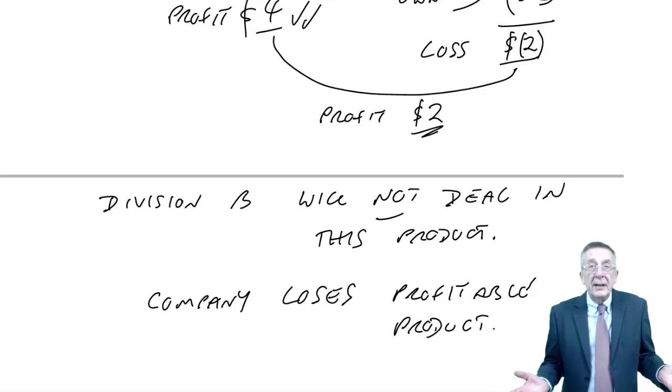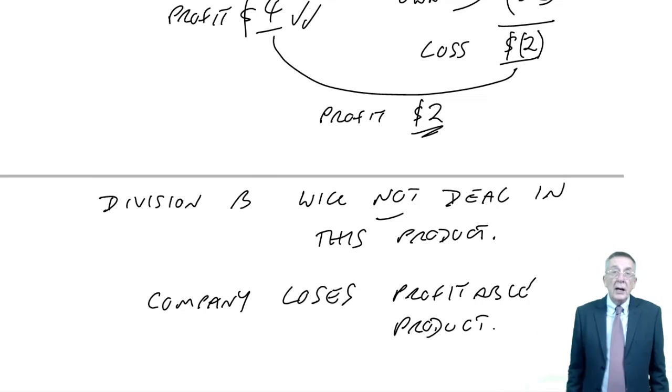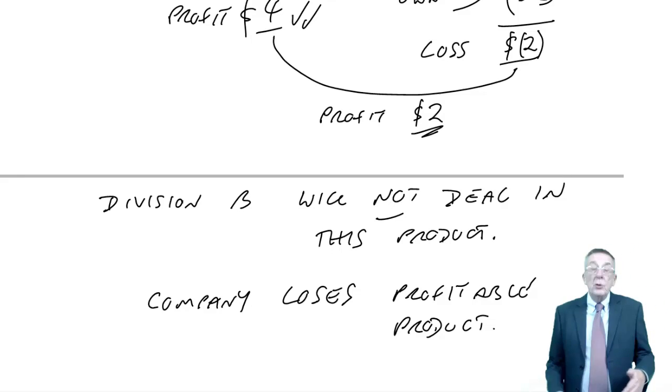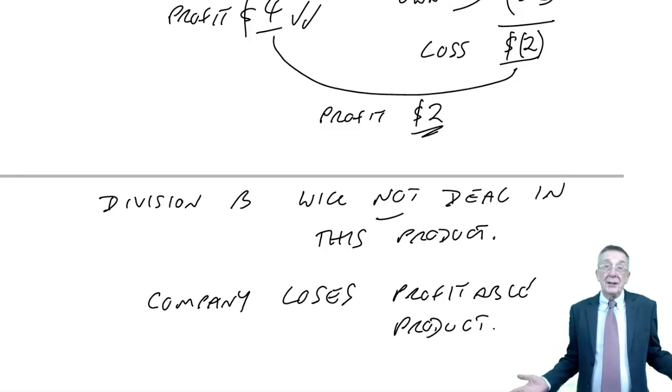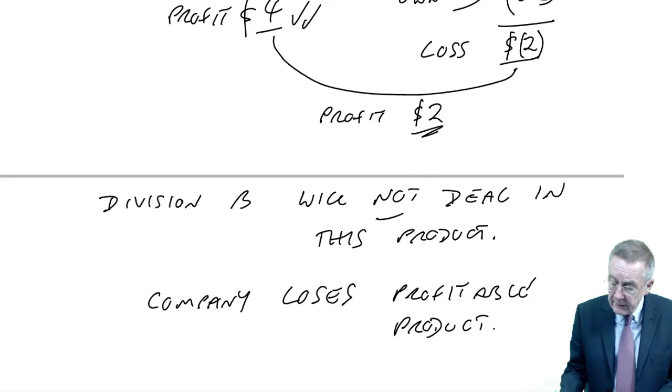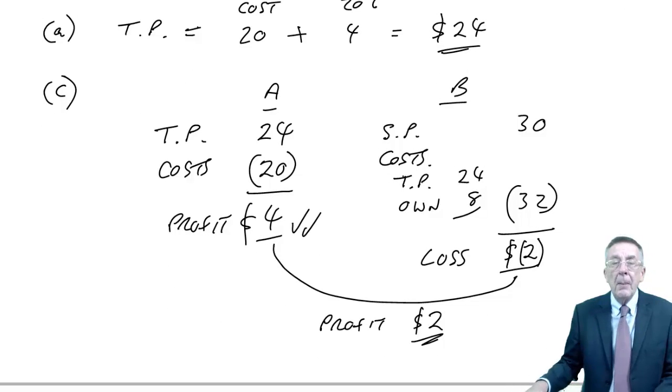And how are we going to deal with it? I mean, there are two choices. One is just to tell the divisional managers, you must deal with this product. But that's not going to be very motivating. I don't think the manager of Division B is going to be too happy.